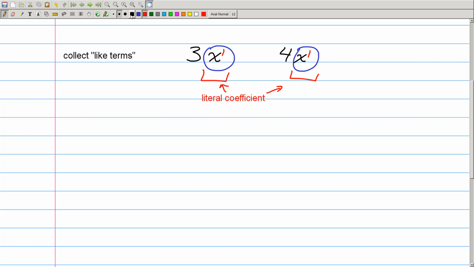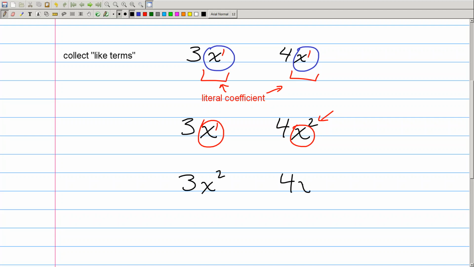So what I can't say is that 3x and 4x squared are like terms. They are not, because, let's discuss some similarities: both have x, but one has x to the 1 and the other has x to the 2. So these aren't like terms. Likewise, I can't say that 3x squared and 4x cubed are like terms either. They are not. So these aren't examples of like terms.